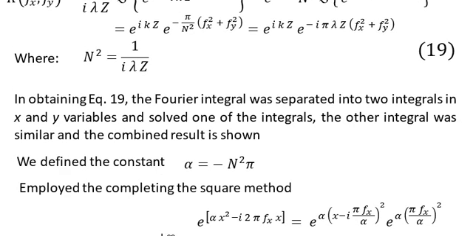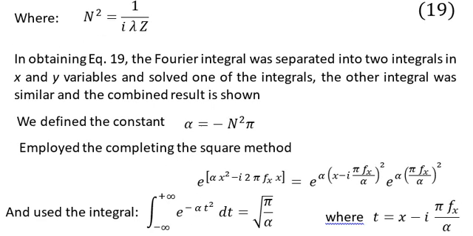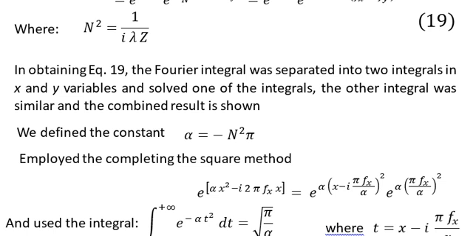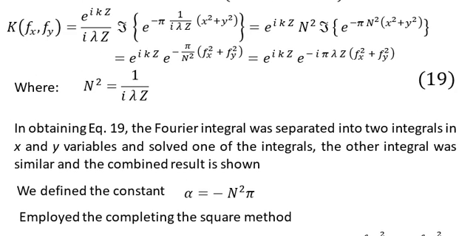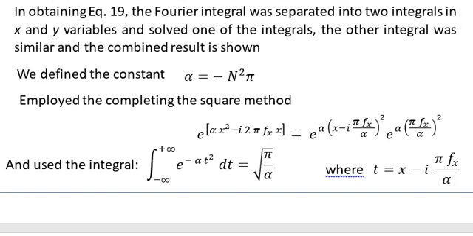In obtaining equation number 19, the Fourier integral was separated into two integrals in the x and y variables and we solved one of the integrals. The other integral was similar, and the combined result is shown in the following equation, maybe for example equation number 20. So we defined the constant here. In order to solve this equation we are going to define some constant.